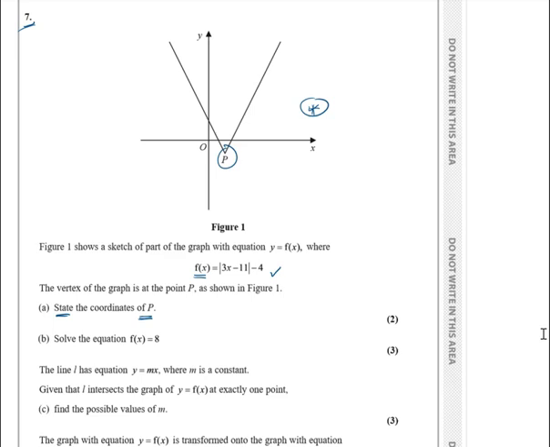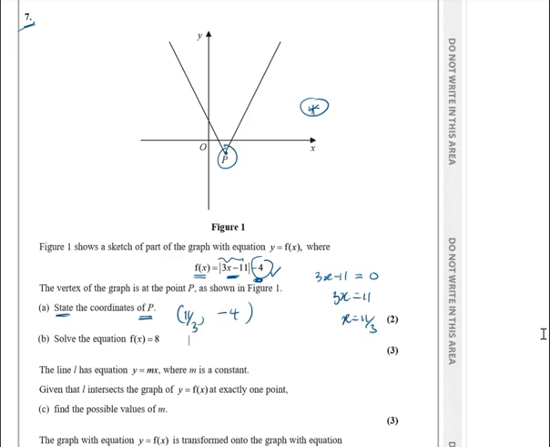That means they don't expect you to show any calculation, but we need to understand it. For the vertex point of a modulus function, the y coordinate will always be this value in this position, and the x coordinate is when the function inside equals 0, the x-intercept of the function inside. That means 3x minus 11 is equal to 0, so 3x equals 11, so x is 11 over 3. So the point P is (11/3, -4).